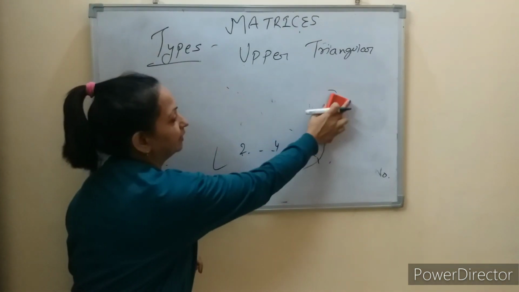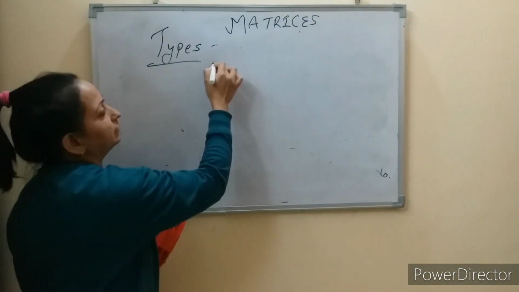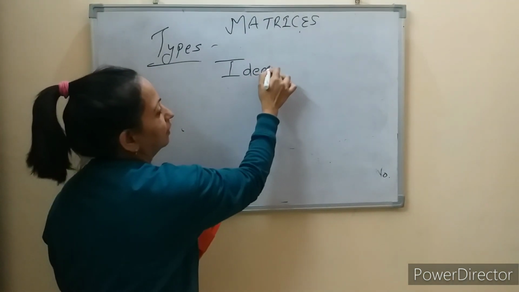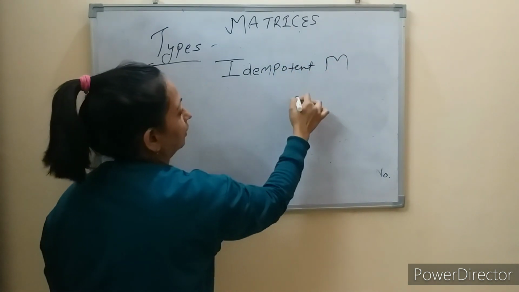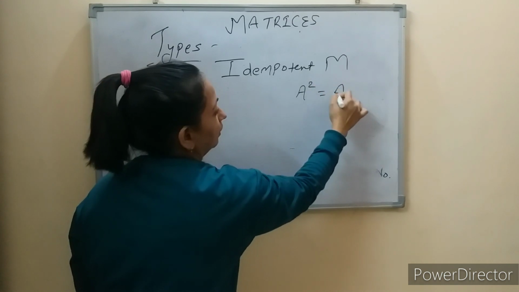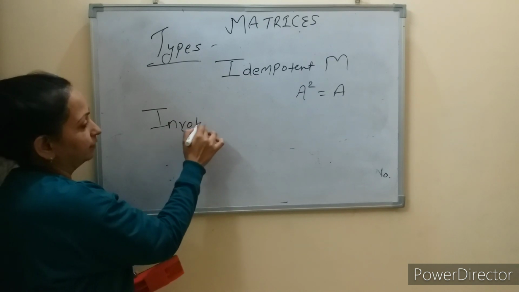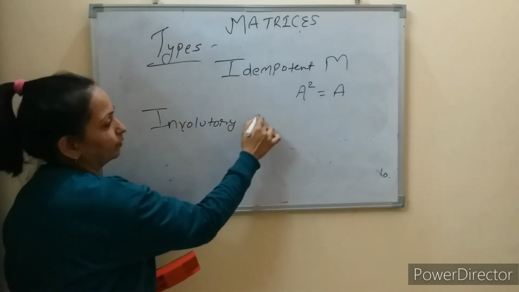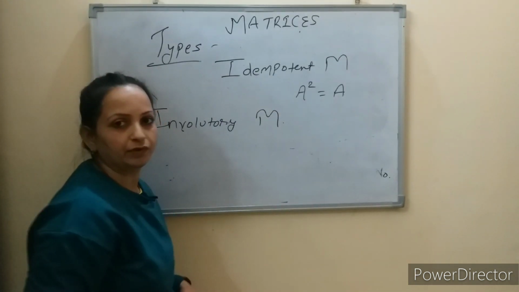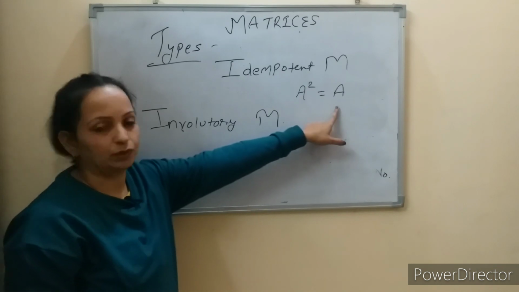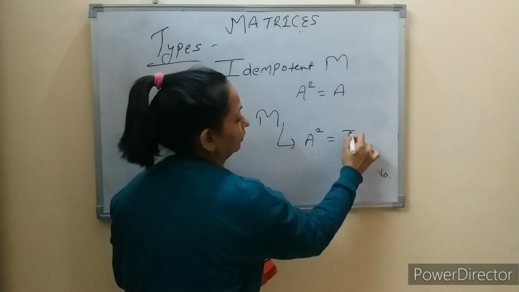And the next type of matrix is called idempotent matrix, and the last one is involutory matrix. The definition of an idempotent matrix says A square is equal to A, and the definition of an involutory matrix says A square equal to I.